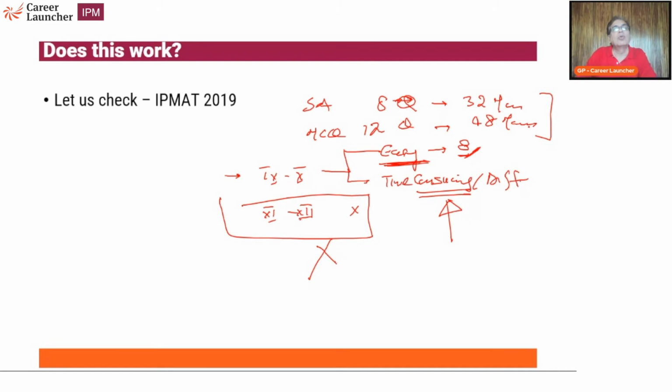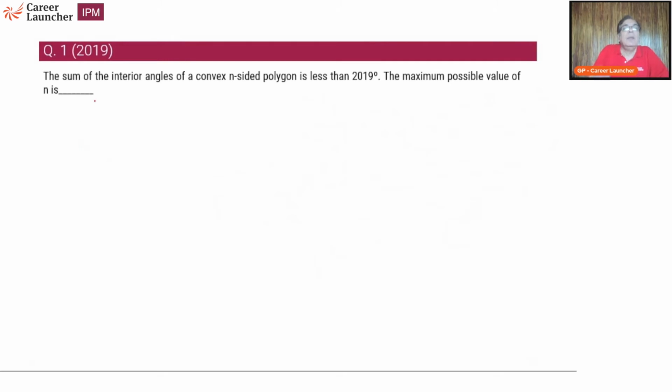Okay. Let's go to the paper now. IPMAT 2019 paper. First question. Sum of interior angles of a convex n-sided polygon is less than 2019 degrees. Maximum possible value of n. Polygons, interior angles, something you would have studied in 9th, 10th.